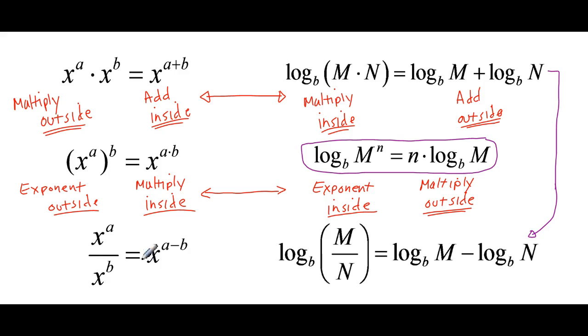And if you really want to convince yourself, you can go back to the related exponent property where you're dividing outside the exponents, means you're subtracting inside, or you're dividing inside the logarithm, so you're subtracting outside. So that's not as hard to understand as the first two, because you can arrive at it two different ways, and they're both pretty logical.